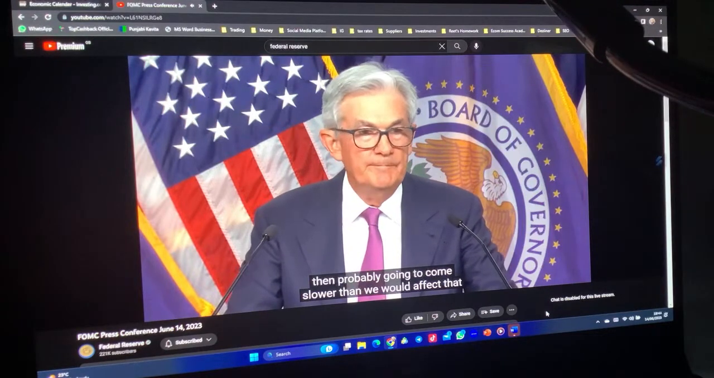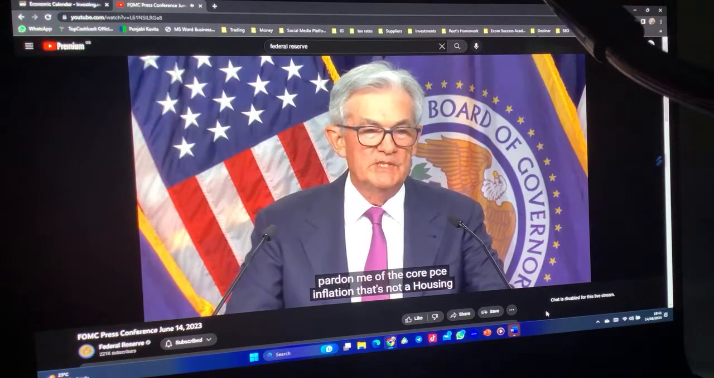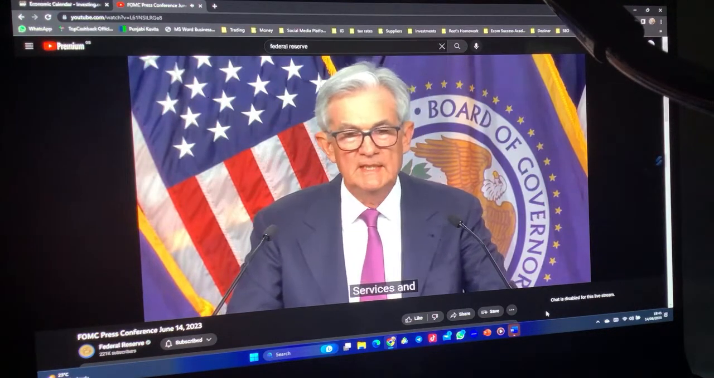dollar index That ਆਪਣੇ leaves sell the ਜਿਹੜਾ big it sector, comes which back is in a little more profit. than half. And pardon ਜਿਹੜਾ me, sell of ਸਾਰਿਆਂ ਨੂੰ the, ਪਹਿਲਾਂ ਖੋਲਿਆ core ਸੀ, PCE that comes inflation. back in That's profit as non-housing well, so we services, just and protect both the we cells.